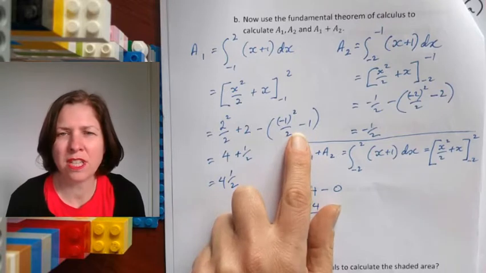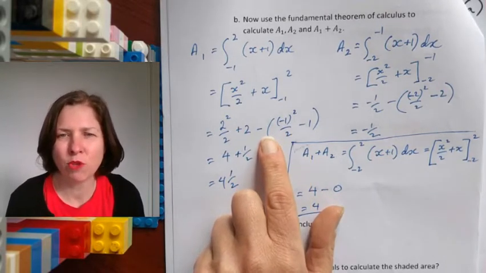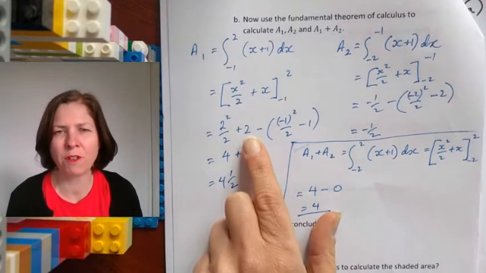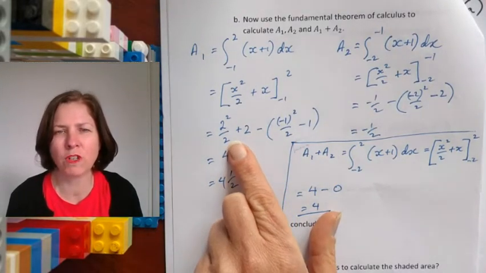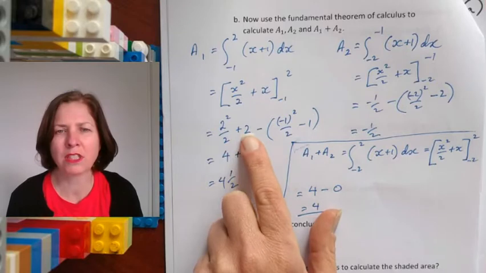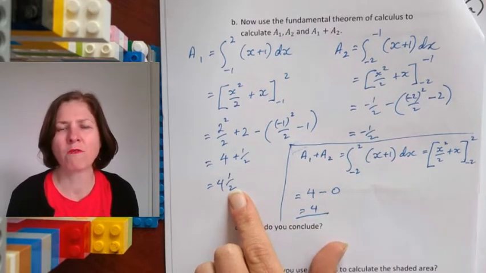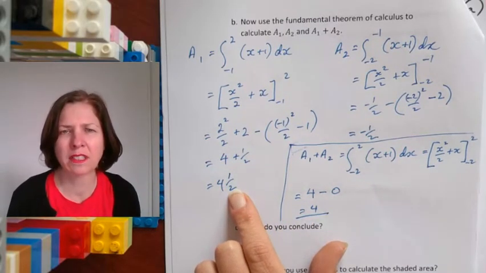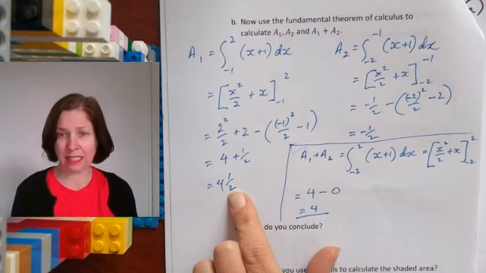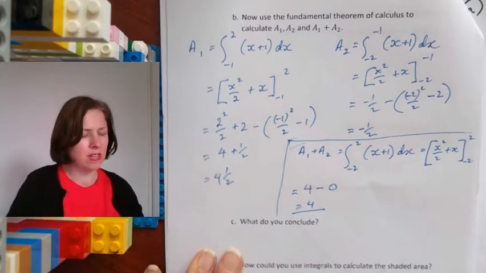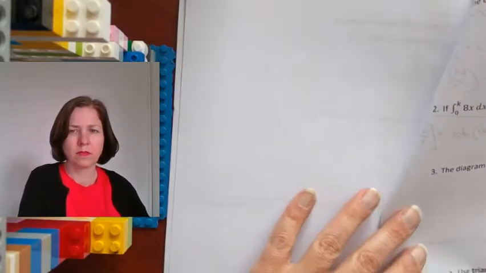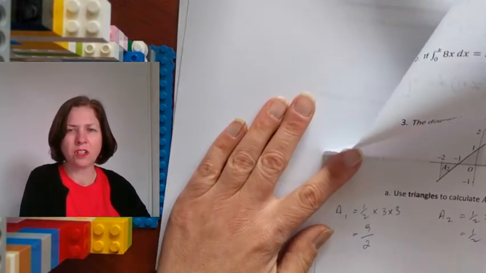Minus 1. So this 1/2 minus 1 is negative 1/2, but I'm subtracting it so it becomes positive 1/2. And of course this part here simplifies to 4. This is 2 plus 2 becomes 4. So I've got 4.5 there. Now that is the same as what I got on the previous page. For area 1, I found 9/2, which is the same as 4.5.